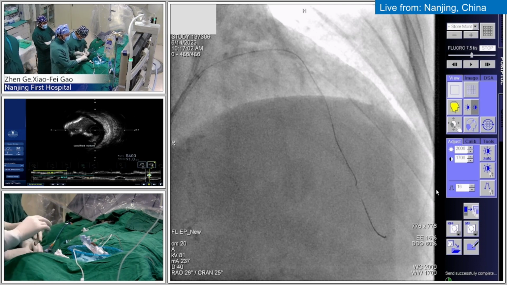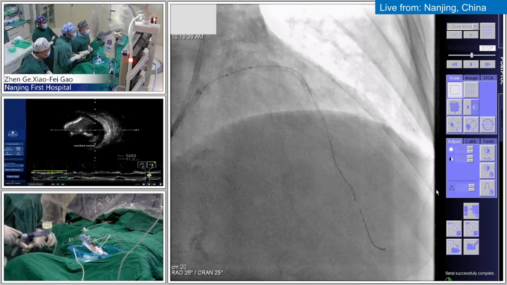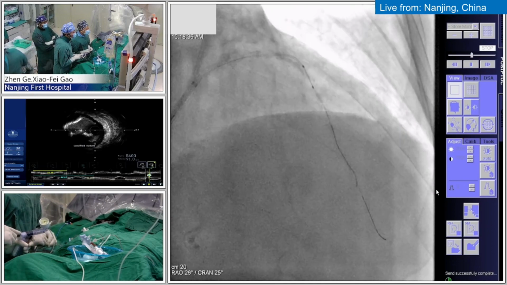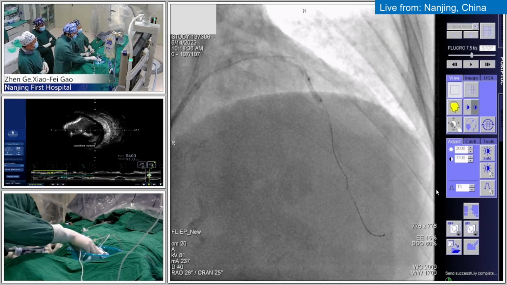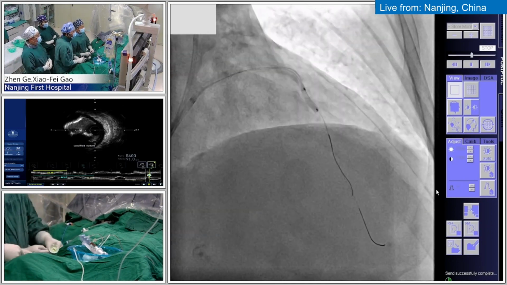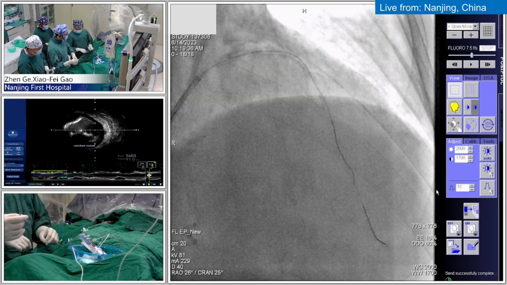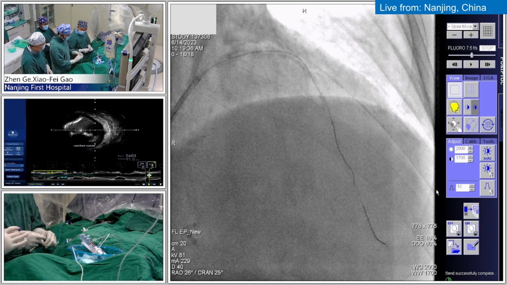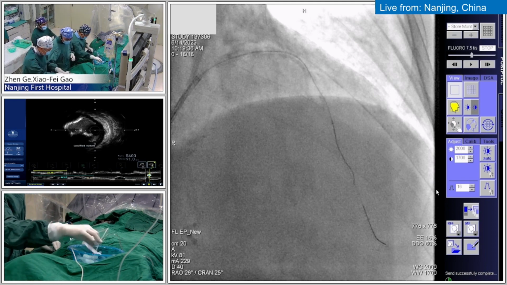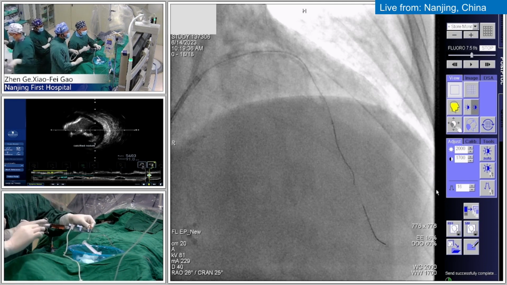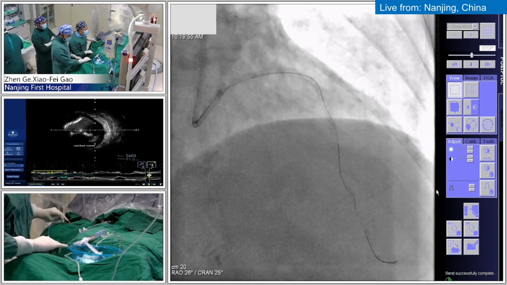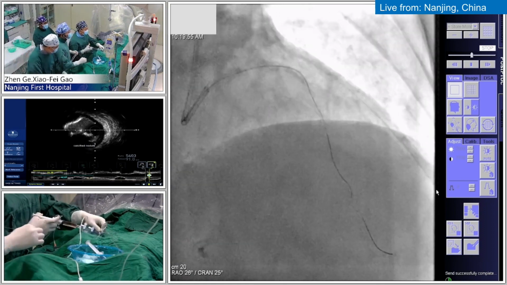Here there is some resistance. So 2.5, here is the 2.5 non-compliant balloon, 14. The balloon expanded very well here. For the distal LM, because it is a large vessel, I want to use the 3.0 non-compliant. But you did not dilate that segment with the 2.5. You want to go directly with the larger one? Yeah.